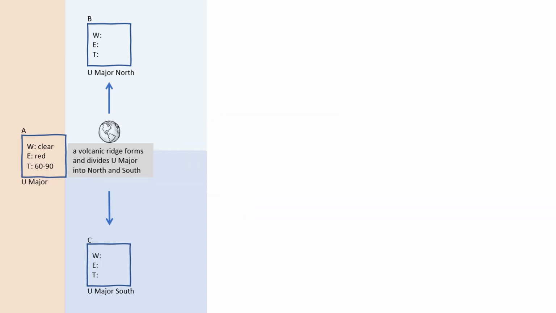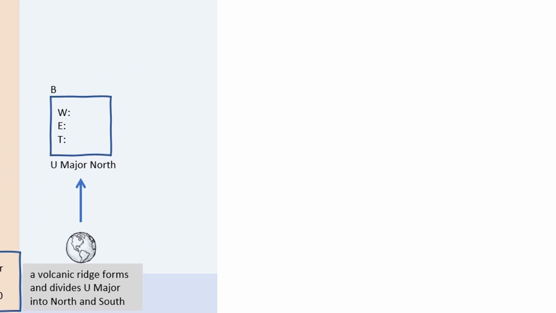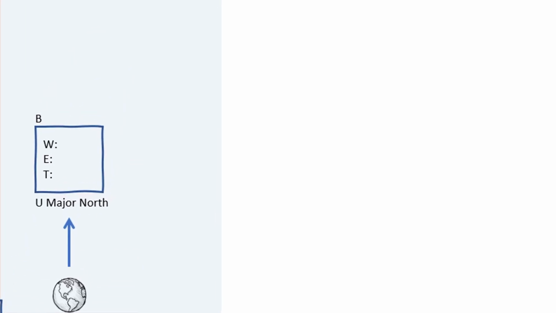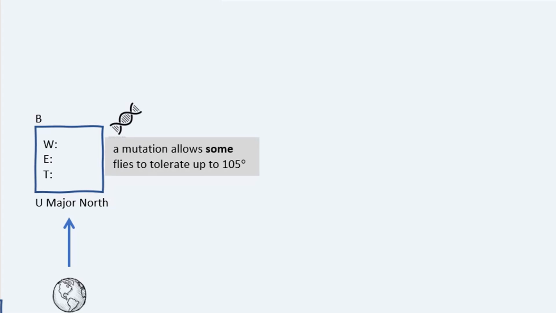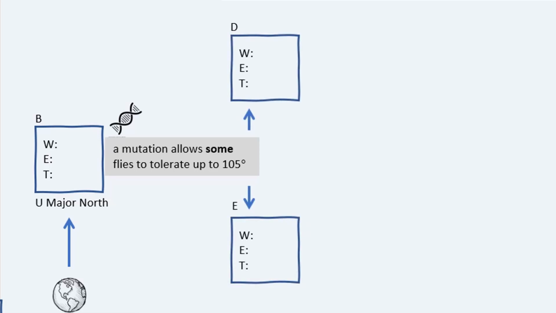For now, we'll continue by focusing on the population from Utopia Major North. The next event affects population B. A mutation allows some flies to survive in temperatures up to 105 degrees. This splits the population into two new ones, D and E. Pause the video here and fill in the traits for these new populations. The population that looks the same as before will be D, and the population with a new trait will be E.